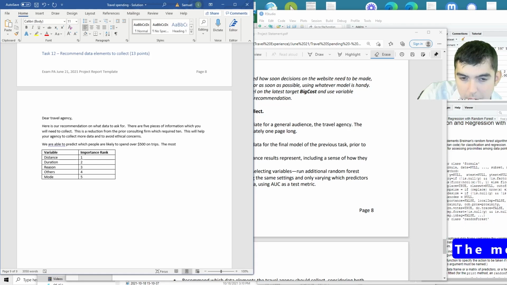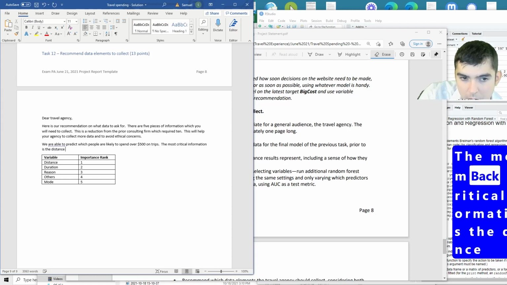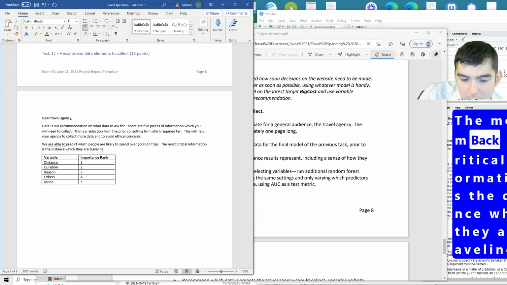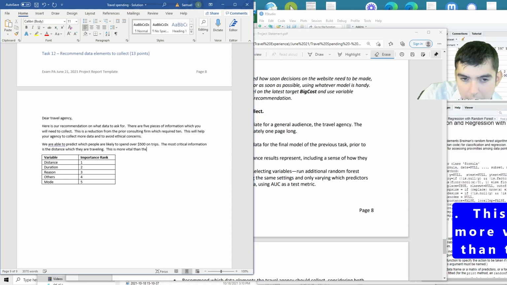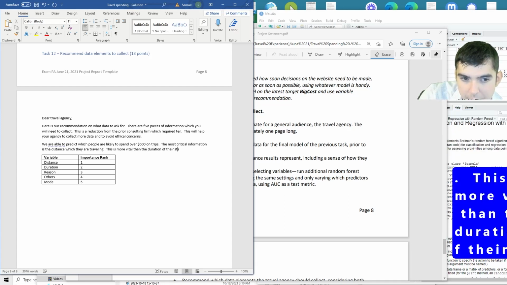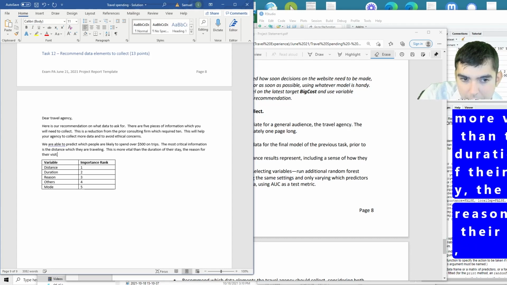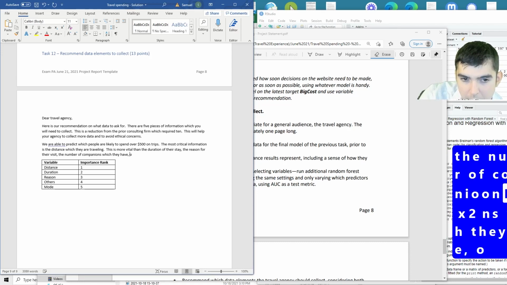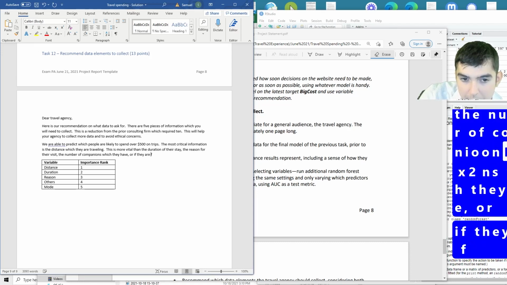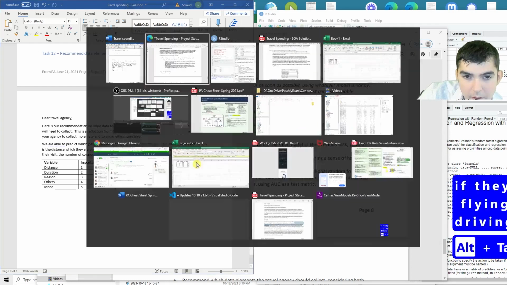The most important variable, critical, is more vital than the duration of their stay, reason for their visit, the number of companions they have, or if they are flying or driving. Yep. What else do they say?